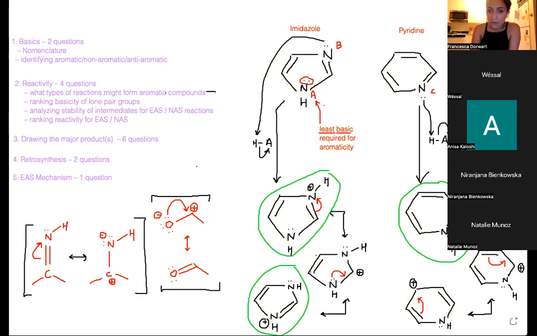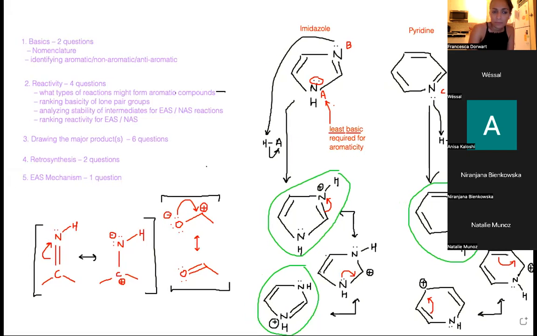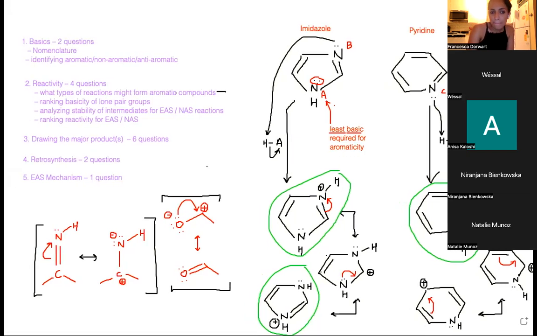Anissa was asking before we got into this topic about practicing some stability of intermediate. So we can definitely do that. Does that sound good with everybody? Cool. Get a new whiteboard going.